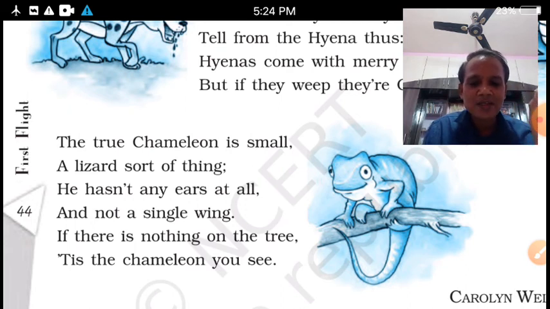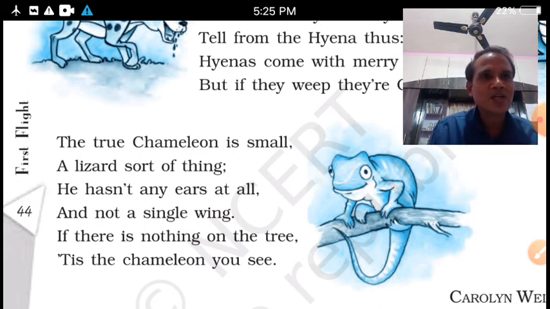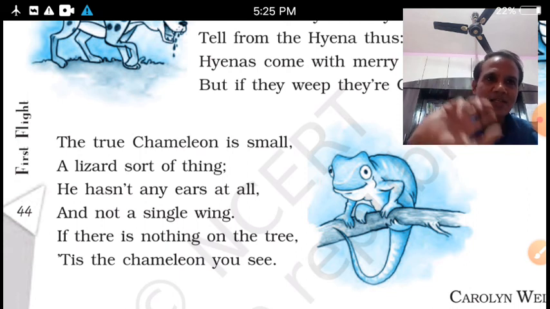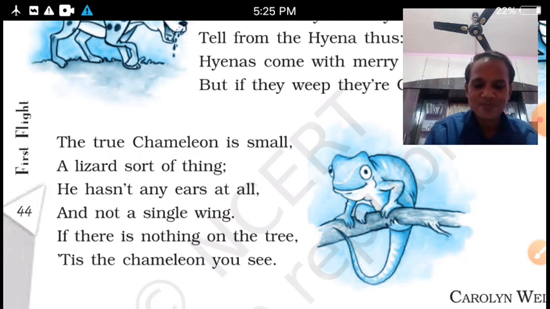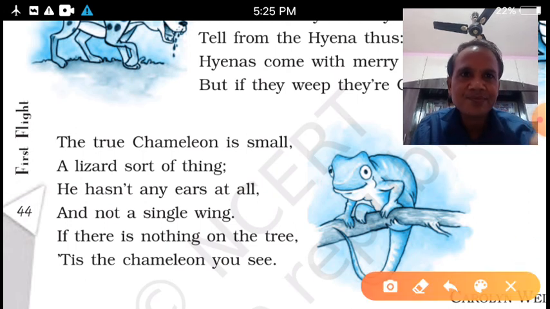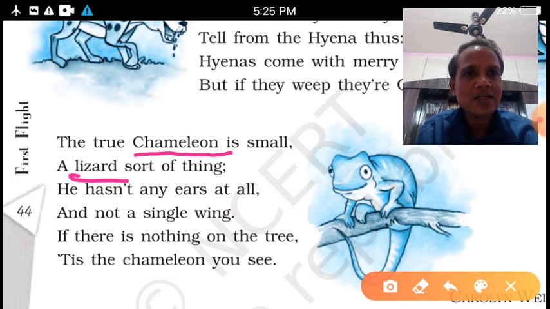If you don't find any other creatures on the branch of the tree, then you have to become sure that there will be a chameleon which looks like a lizard. So here the poet has described the chameleon in a very easy style. Let me see the figure of speech in the last stanza. Metaphor, indirect comparison between chameleon and lizard. So write down metaphor.